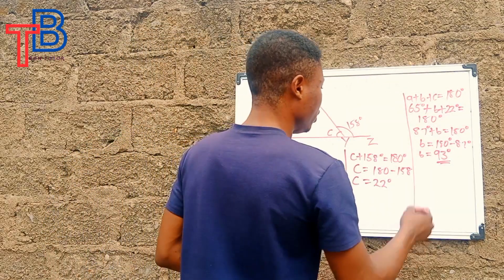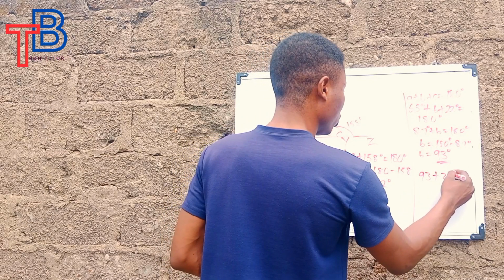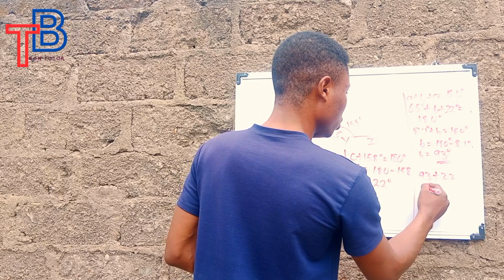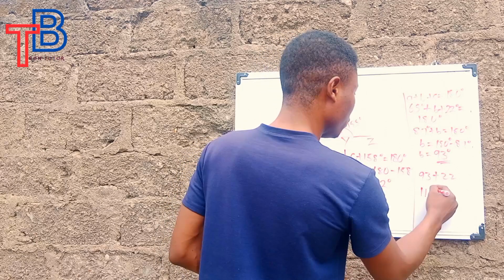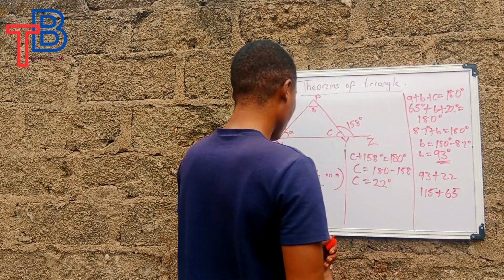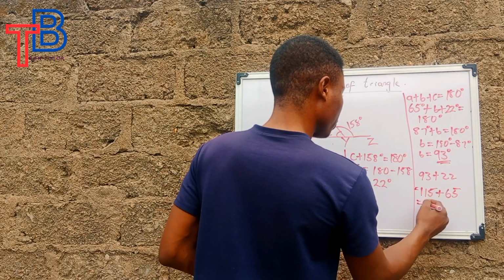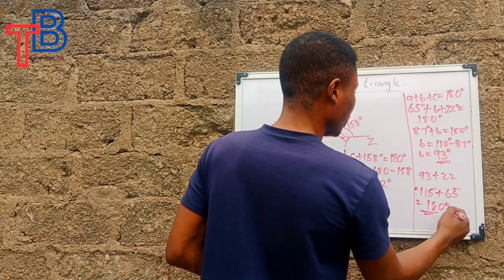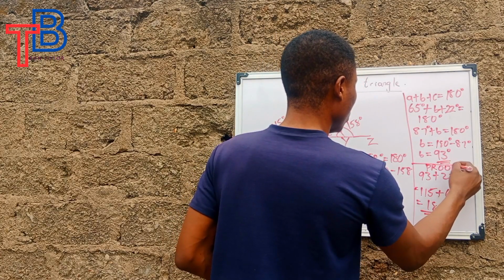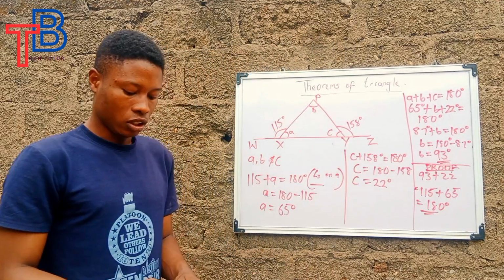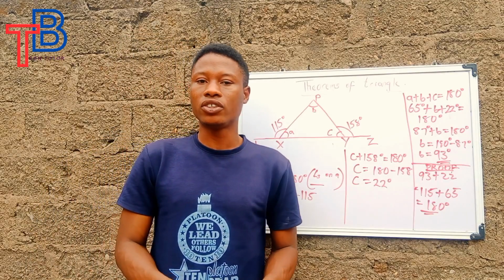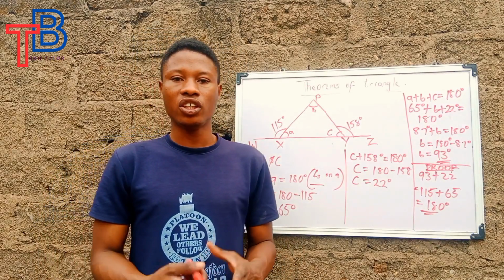Let's try it. Our 93 plus 22 gives us 115, and 115 plus 65 gives you 180 degree. That is your A plus B plus C. This is just to prove that our answer is correct. And let's move to the second theorem we have under this triangle.